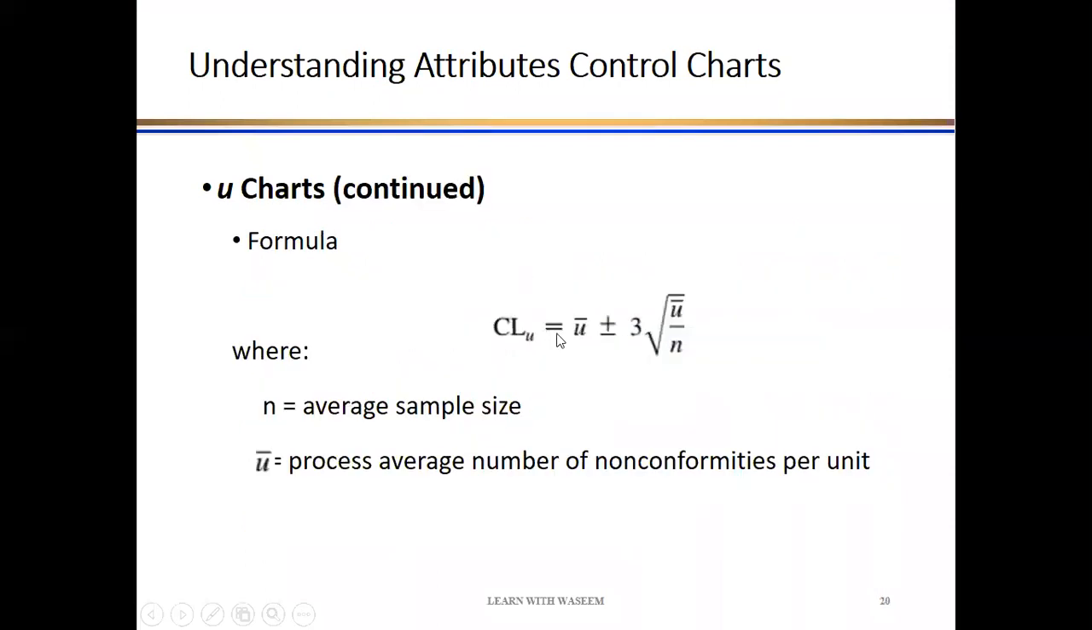And this is the formula for the U chart: the control limit for the U chart would be U bar plus minus 3 under the root of U bar by n. Please remember that we will use plus for the upper control limit and minus for the lower control limit. Here n is the average sample size, where U bar represents the number of non-conformities per unit.